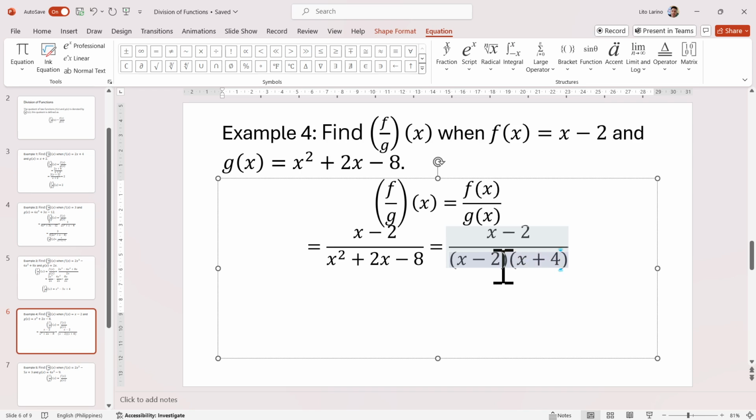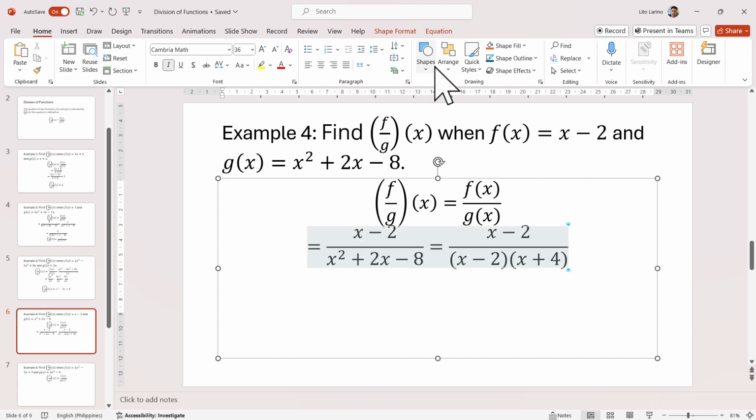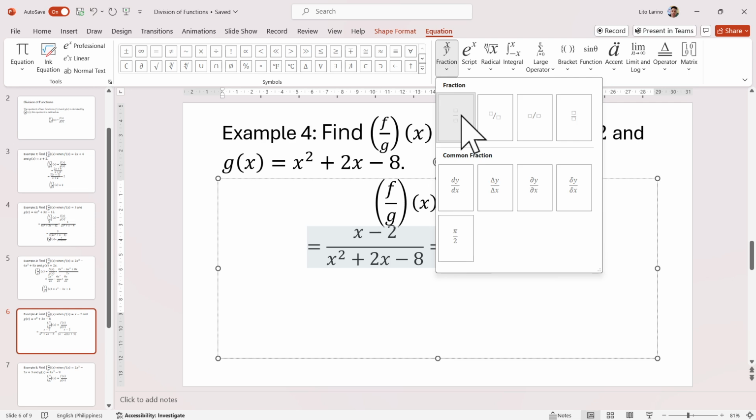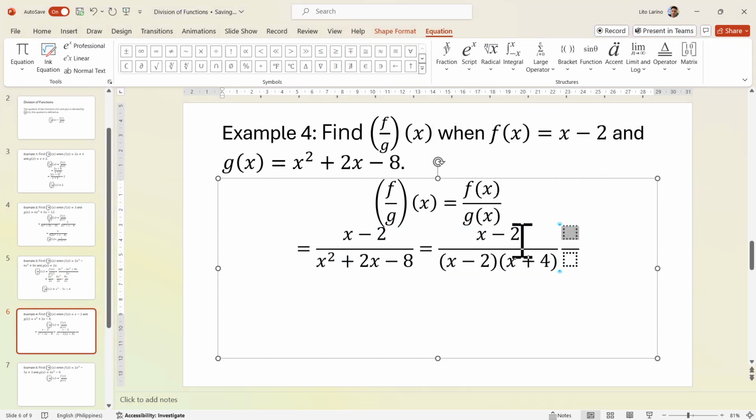When we add 4 and negative 2, we get 2, the middle coefficient. Thus we now have the factors of our quadratic expression, x squared plus 2x minus 8, which are x minus 2 and x plus 4. As you can see, x minus 2 is also a common factor in this case. Thus, we cancel it out, and we have our answer.